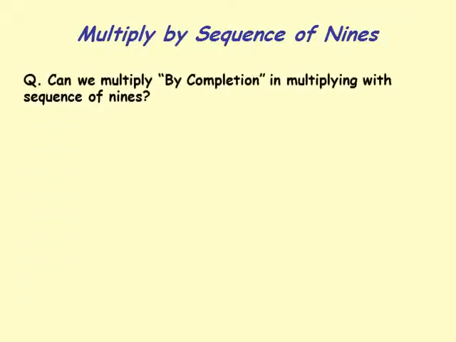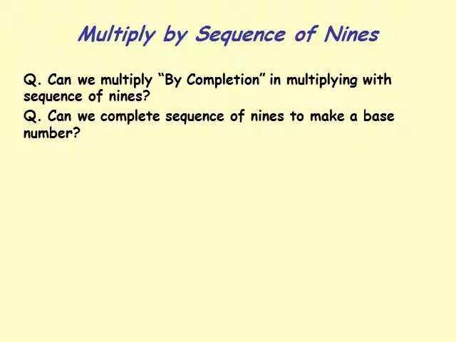So now we'll use that to multiply by a sequence of nines. Let's look at what sequences of nines are. Can we multiply by completion when multiplying with a sequence of nines? Can we complete a sequence of nines to make a base number? If we can, how do we do that? How would we complete a base number from a sequence of nines?